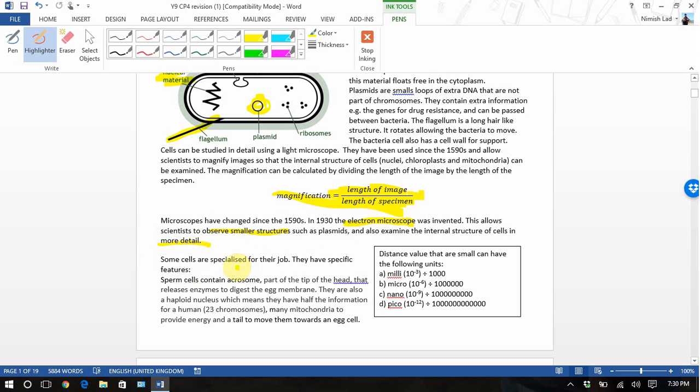So some cells are specialised for their job. They have specific features. So sperm cells have an acrosome as part of the head, which is enzymes which digest the egg membrane. They also have a haploid nucleus, which means they only have half the information for a human, 23 chromosomes. They also have many mitochondria to provide energy and a tail to move towards the egg cell.